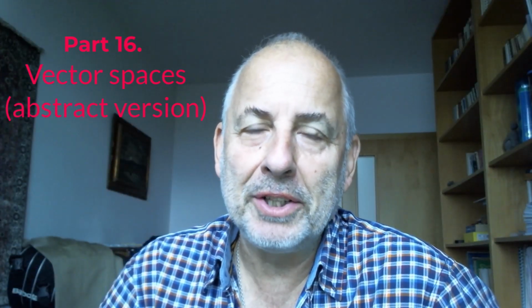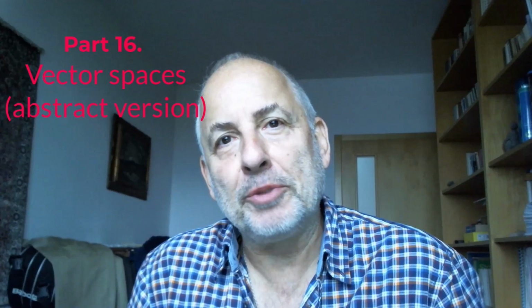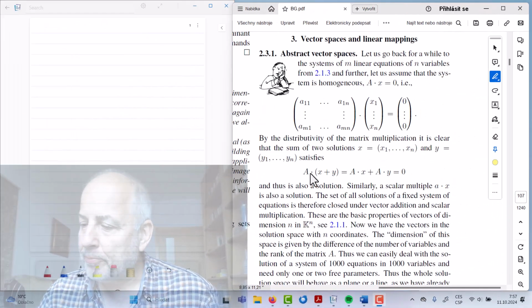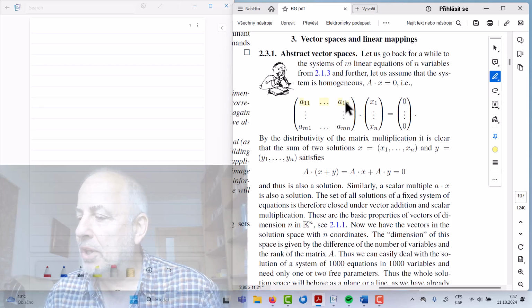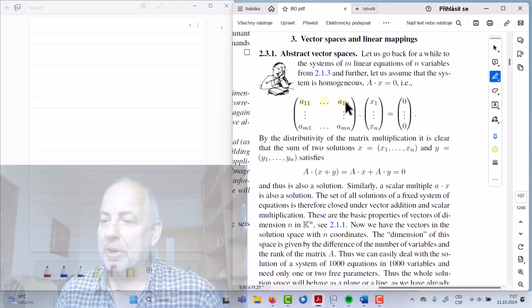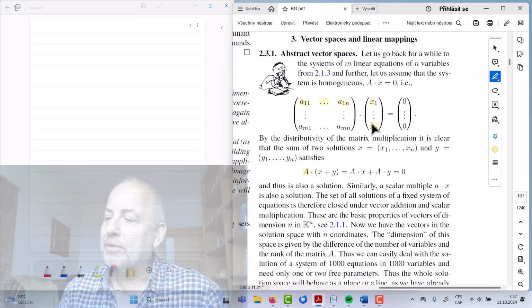So the first one is about the abstract vector spaces. Why do we need a more abstract concept for vector spaces? Let's go back to the linear equations. We learned last week, or you knew it before, that you can write every system of linear equations in the form of a matrix times the column of coordinates of the vector.